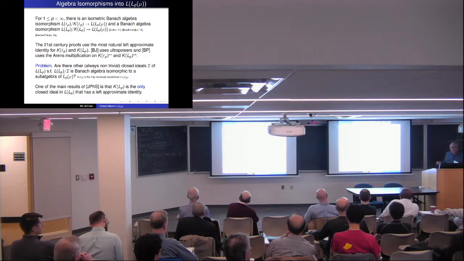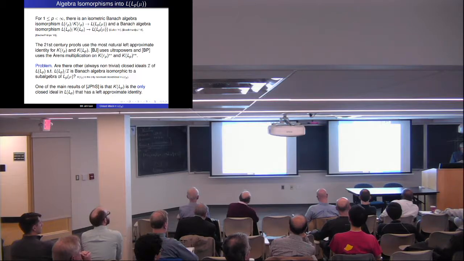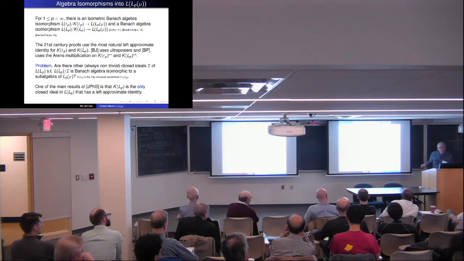For one thing, we don't have any classification of these closed ideals. No classification at all. I don't think there will be one in my lifetime, probably not in yours either. And yet you can prove that none of them have left approximate identities.